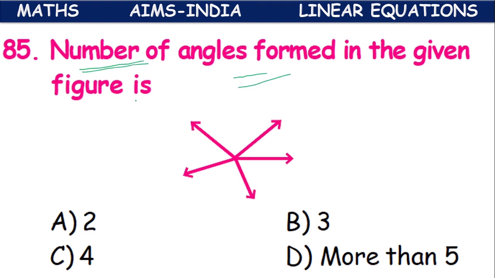So number of angles formed in the figure. 1, 2, 3, 4, 5. So here 5 angles are there. 1, 2, 3, 4, 5. So change this option to 5 angles, children. So the answer is 5 angles.